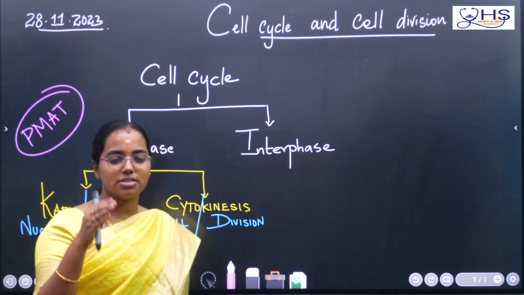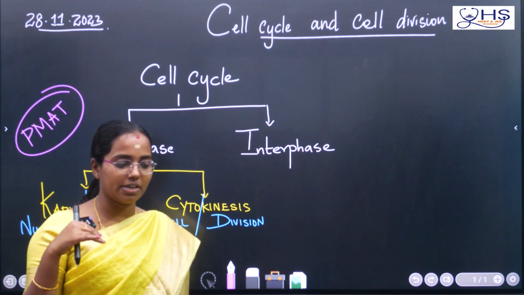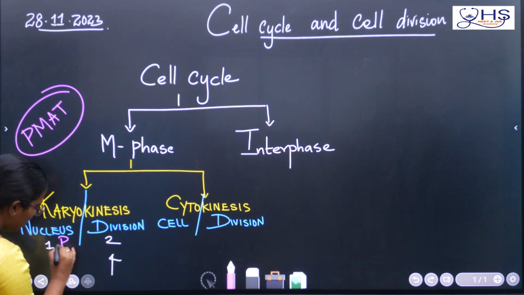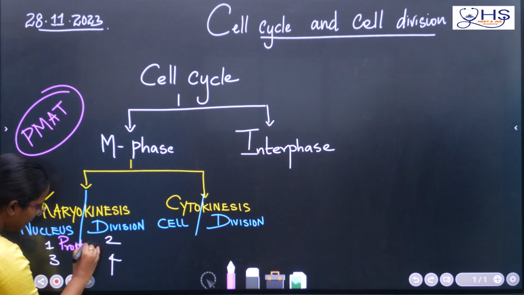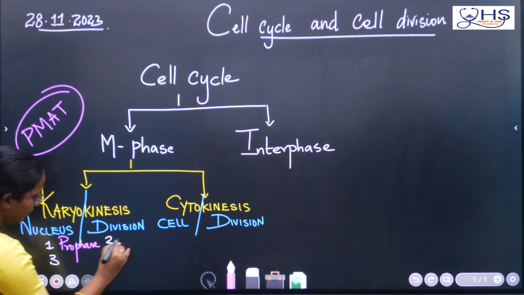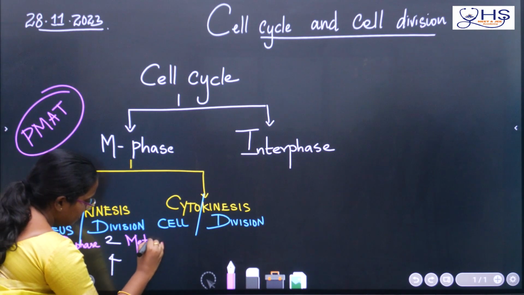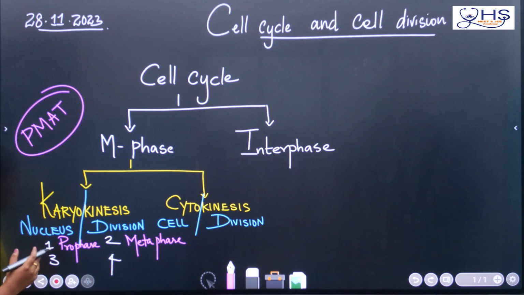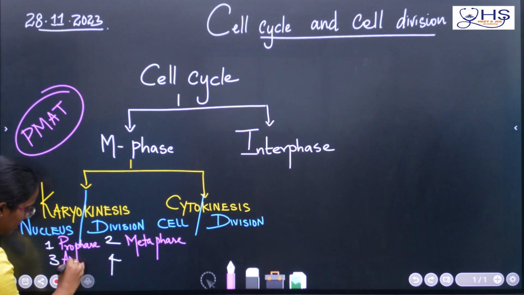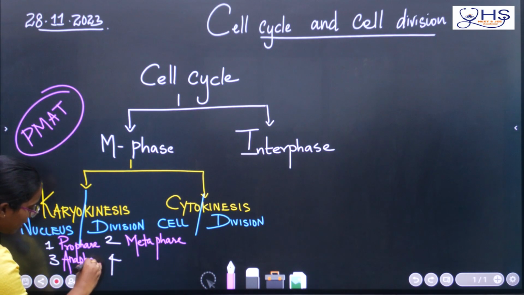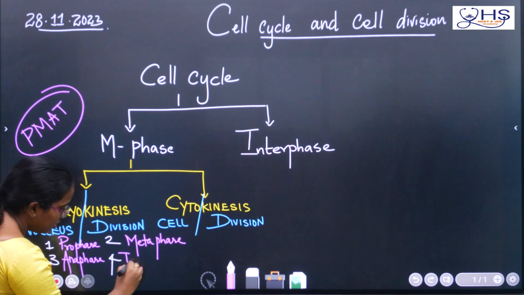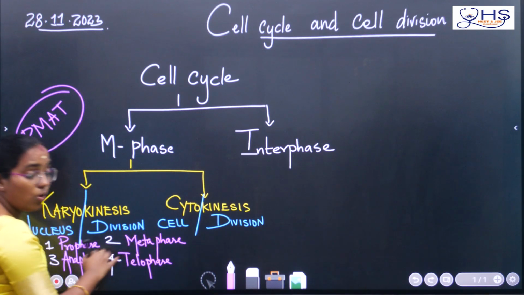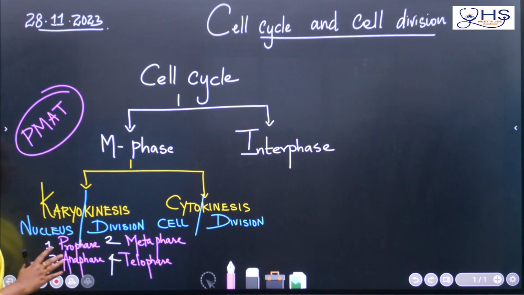Karyokinesis stage order remember பண்ணிக்கிறதுக்கான key வந்து என்னது? PMAT. P for prophase is the first phase in the karyokinesis. Second one is metaphase. Meta means middle. Anaphase. Ana means away. And the last one, telophase. Telo means end. So these are the 4 subphases present in karyokinesis.